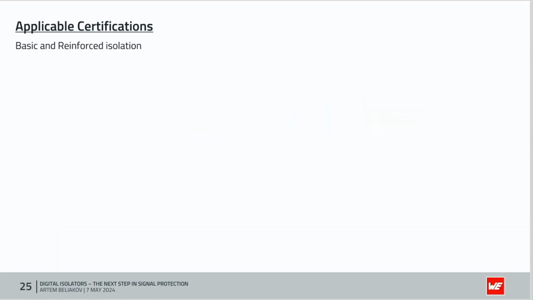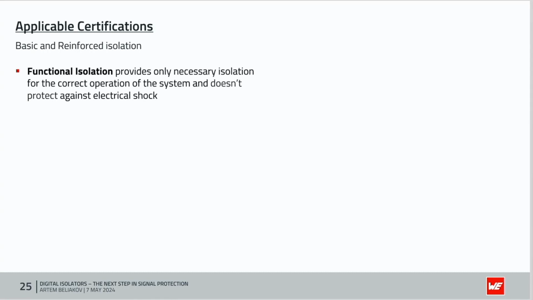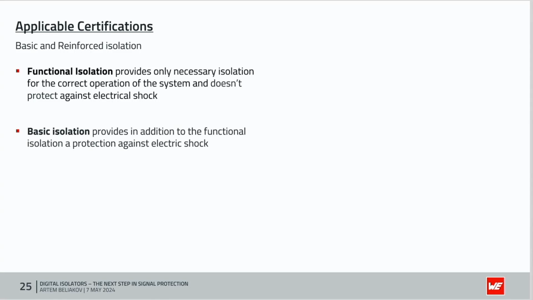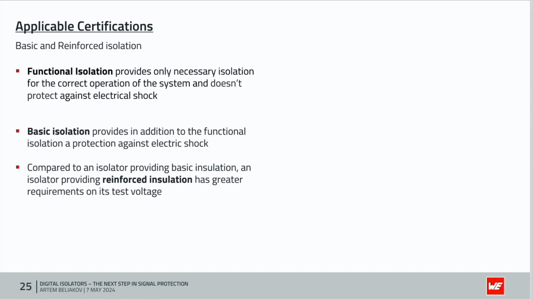As you know, on the market exist a few types of isolation level. The main ones are functional, basic, and reinforced isolation. Functional isolation provides only the isolation necessary for the correct operation of the system and doesn't protect against electric shock. Basic isolation provides, in addition to functional isolation, protection against electric shock. And compared to an isolator providing basic isolation, an isolator providing reinforced isolation has greater requirements on its test voltage.